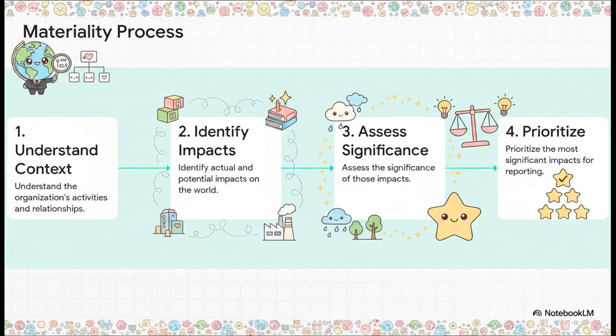So figuring out what's material is a step-by-step process. It all starts with really understanding your business and where it fits in the world. From there, you identify your impacts, you figure out how significant they are, and finally, you prioritize the most critical ones for your report. This process forms the very backbone of a good sustainability report.